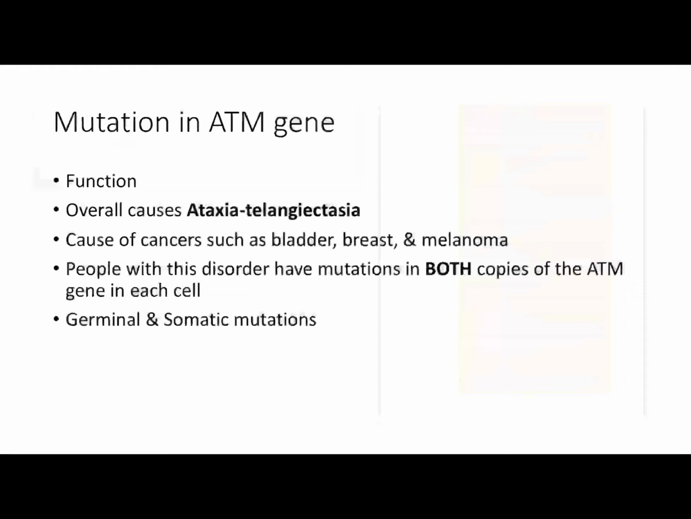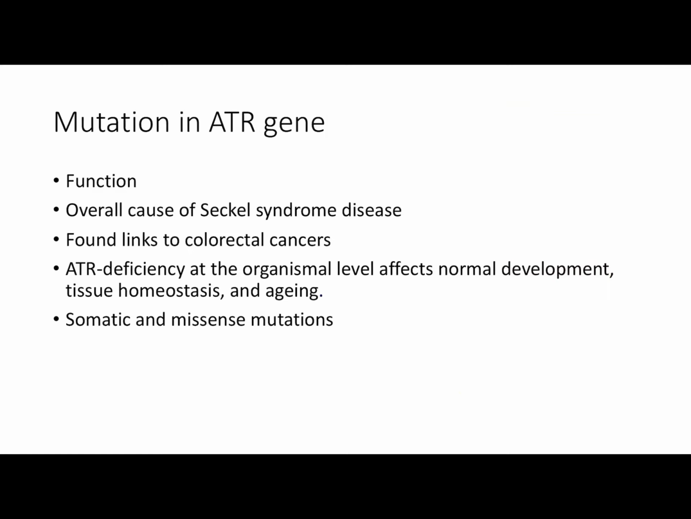Patients with severe form of AT are homozygous or compound heterozygous for null ATM alleles. The corresponding mutations will ultimately lead to truncation of the ATM protein and subsequently to its loss due to instability of truncated derivatives. Overall, it causes this disorder called ataxia telangiectasia, and it's also the cause of cancers such as bladder, breast, and melanoma. It's also important to know that people with this disorder will have mutations in both copies of the ATM in each cell. So now to discuss the ATR gene.